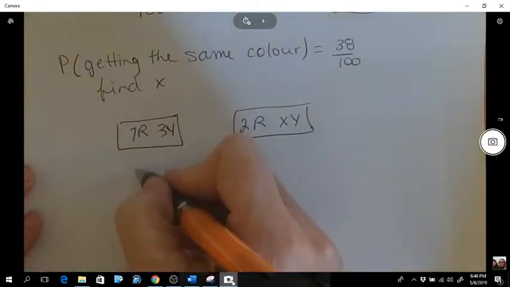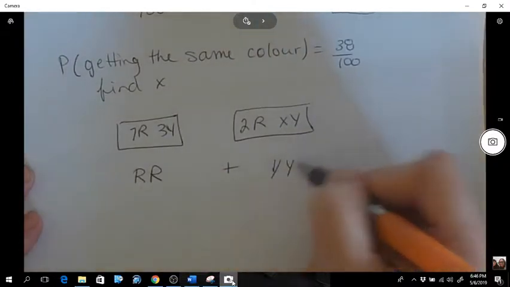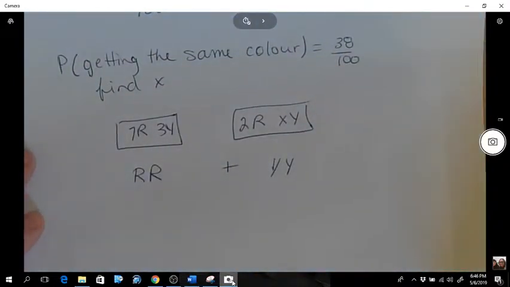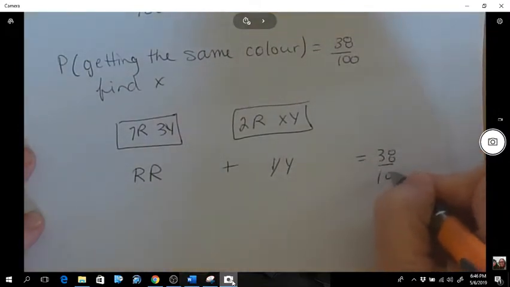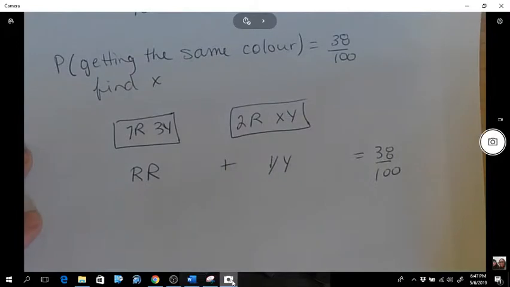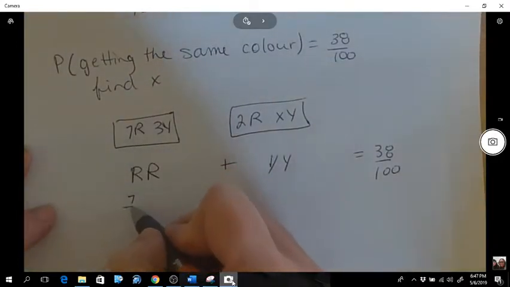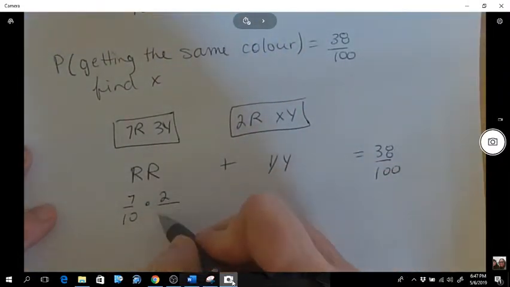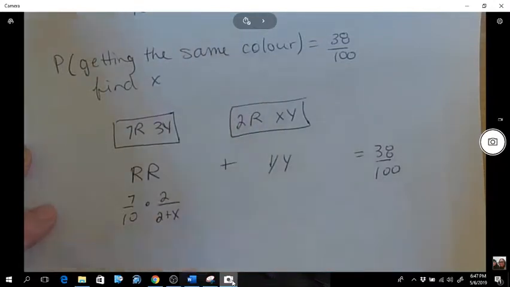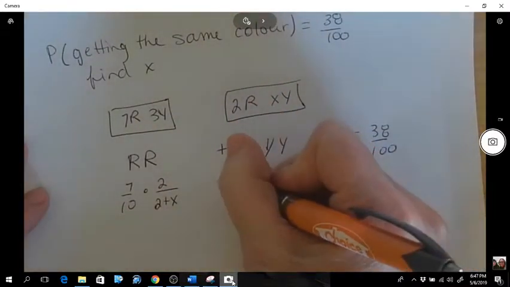So you would start the same. You know that you're going to have to add, and you know it's going to total that. So the probability of getting red on the first one is 7/10. Probability of getting red on the second one is 2 over 2 plus x, because you don't know how many are in the box. There's 2 of those and x of those, so altogether 2 plus x.